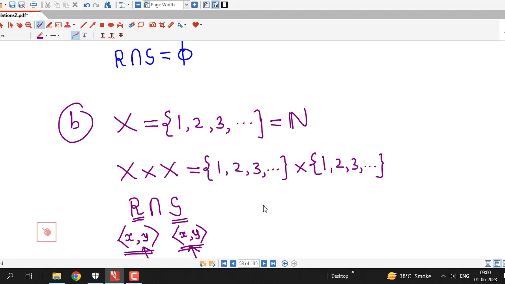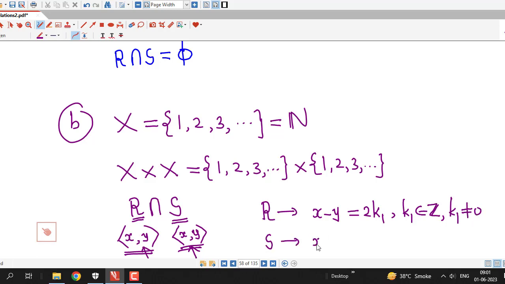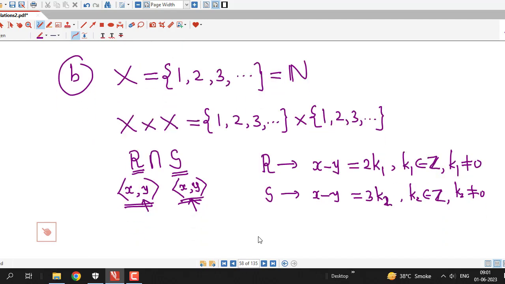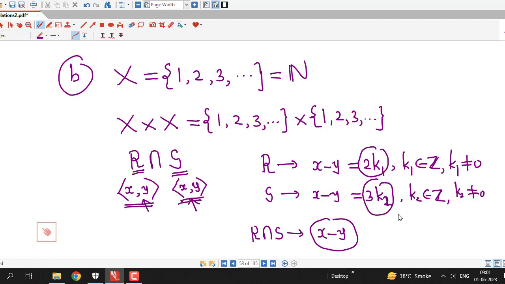So we can think in this way: for relation R, the ordered pair XY has a difference that is a multiple of 2. So I can write that X minus Y equals 2 into K1, where K1 is a non-zero integer. And for S, I have to collect those ordered pairs for which the difference is a multiple of 3, so say 3 times K2, where K2 belongs to Z and K2 is non-zero. And for R intersection S, I have to collect those ordered pairs for which X minus Y is a multiple of 2 as well as a multiple of 3.